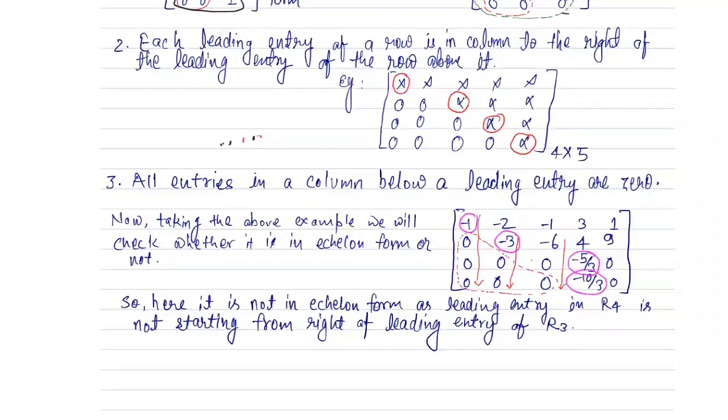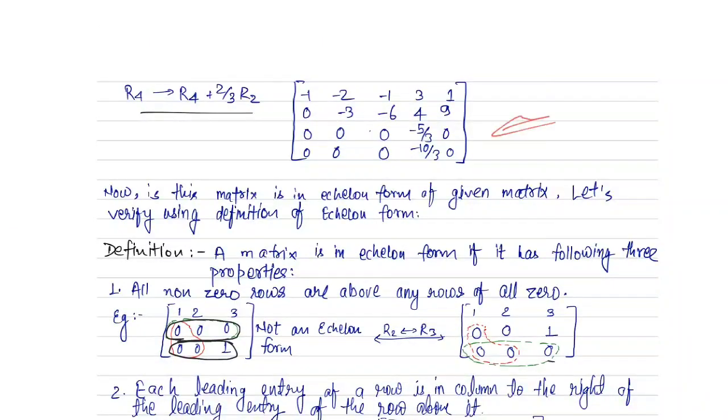So now we'll see the example we have solved above. Is this in echelon form or not? Let's use the first definition. Let's see whether the first condition is satisfied or not. The first condition is that all the non-zero rows are above any rows of all 0. Is there any 0 row here? No. If there is no row with all terms 0, we will not check the first definition. Let's move on to the second definition. The second definition is that all the leading entries must be to the right of the leading entries above it.